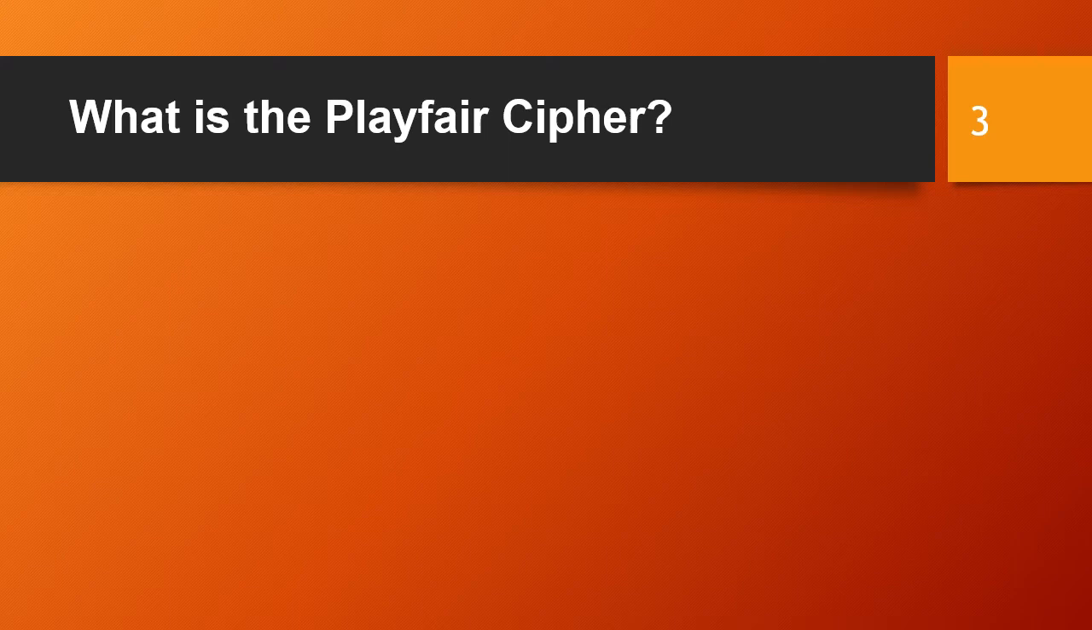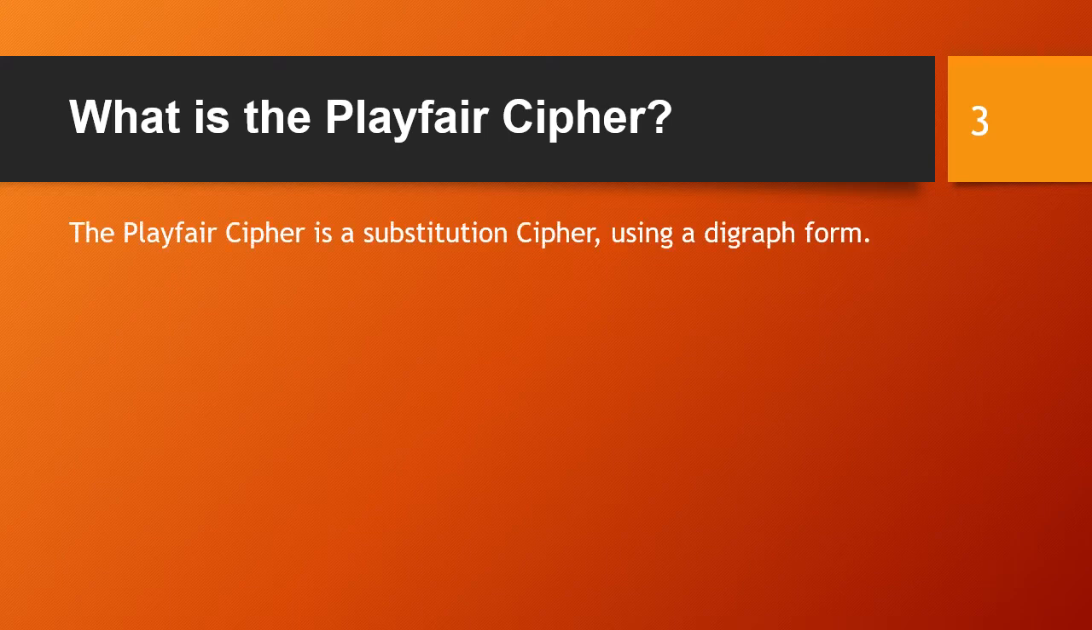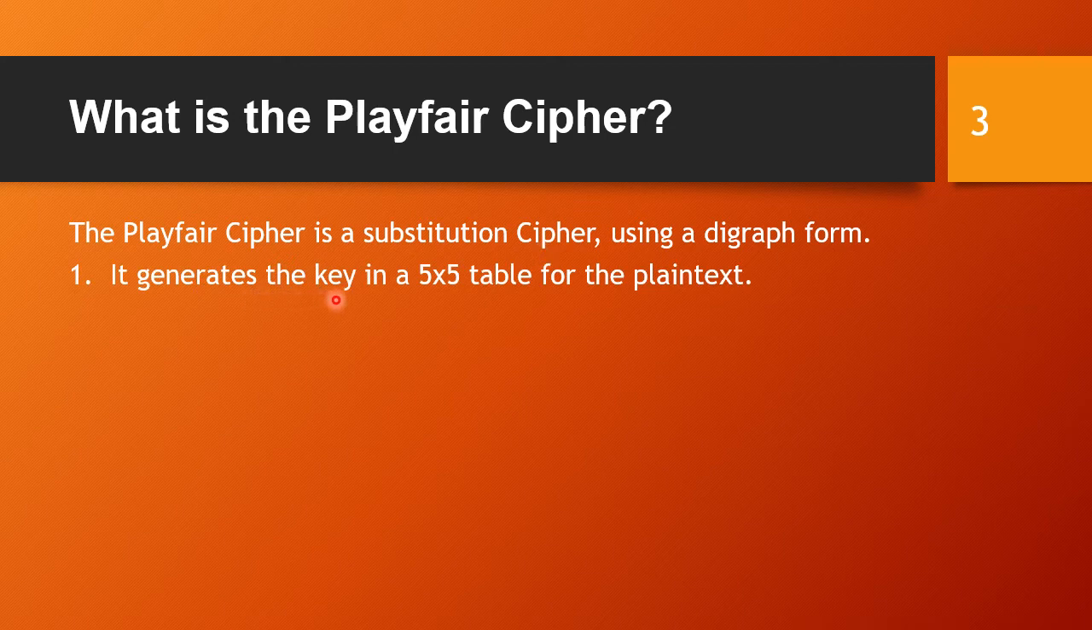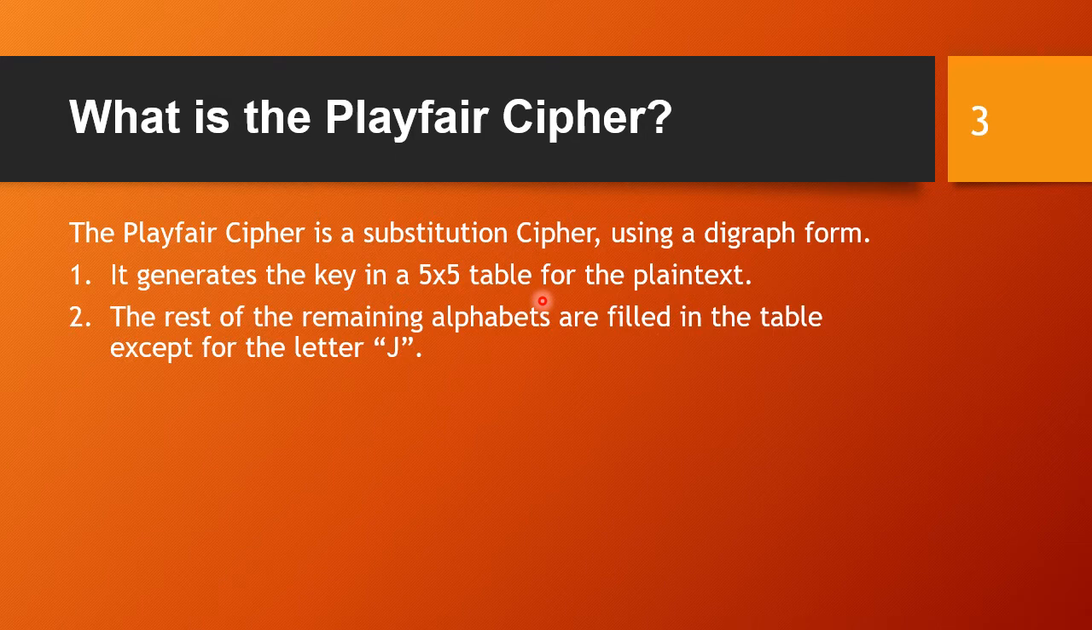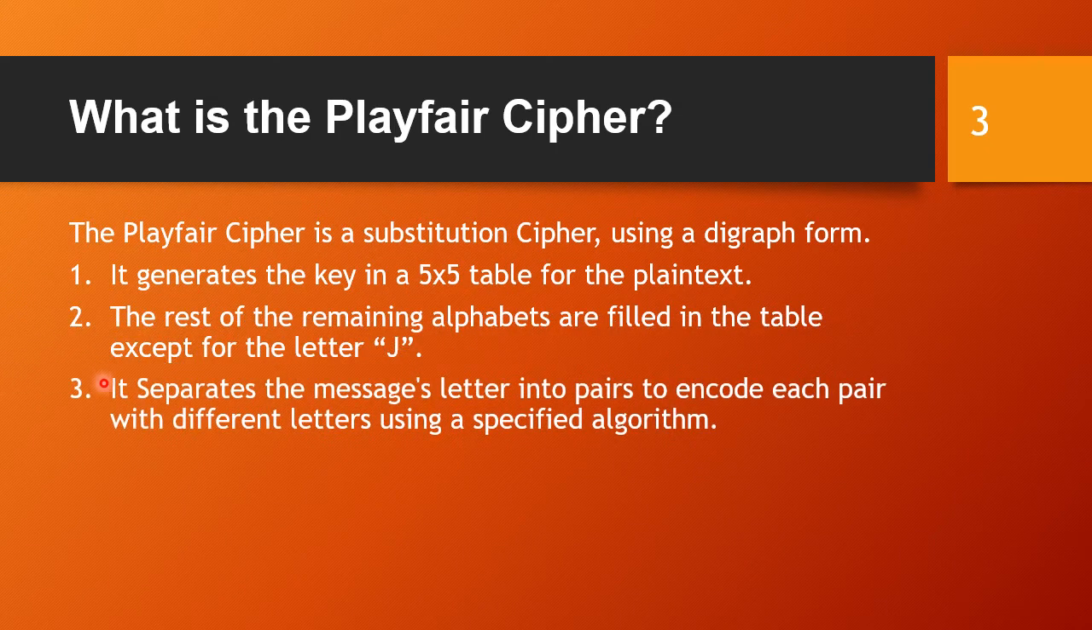Now let's have a small introduction to this cipher. The Playfair cipher was the first practical digraph substitution cipher. It generates the key in a 5x5 grid for the plaintext. And then, the rest of the remaining alphabets, excluding the letter J, are filled in the table. And finally, the letters are separated into pairs for encoding using a certain algorithm.